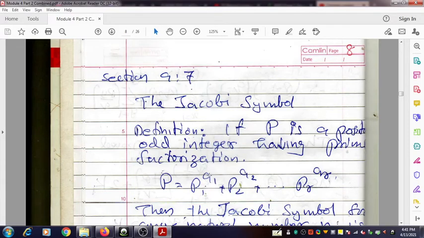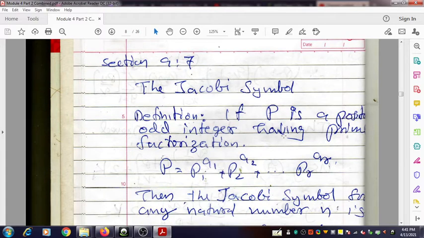How can we define the Jacobi symbol? Let capital P be a positive odd integer. It is not a prime, you should note that it is not a prime number. So we take a positive odd integer, that is capital P.